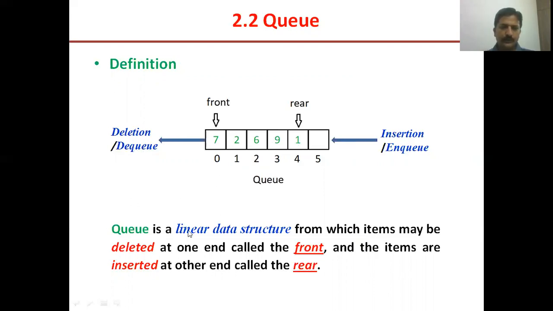So how can you define a queue now? A queue is a linear data structure from which items may be deleted at one end called the front. That means deletion is done at the front, and the items are inserted at the other end called the rear. That means insertion is done at the rear end only.